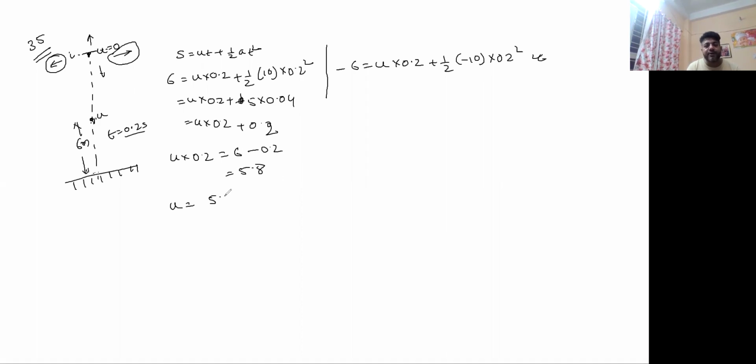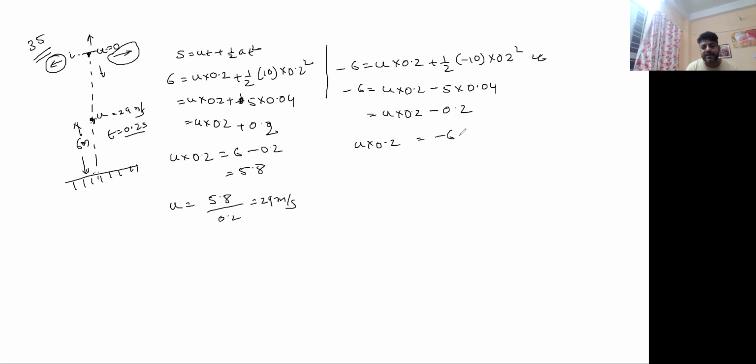U is 5.8 by 0.2, that is 29 meter per second. This is the velocity here, 29 meter per second. Or you can use this also, you get the same answer. See, u into 0.2 minus 5 into 0.04, u into 0.2 minus 0.2, u into 0.2, that is minus 6 plus 0.2, that is minus 5.8. U is minus 5.8 by 0.2, that is minus 29 meter per second.